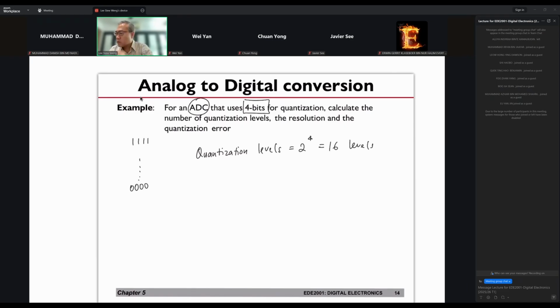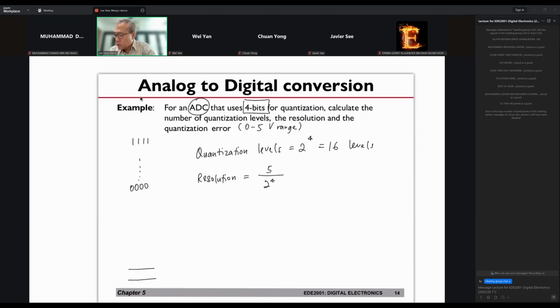Now, what about the resolution? Resolution is the gap between each level. The question doesn't give you the voltage range, so I need to give it to you. For example, if the analog voltage range that you expect is from 0 to 5 volts, then the resolution will be 5 divided by 2 to the power of 4.